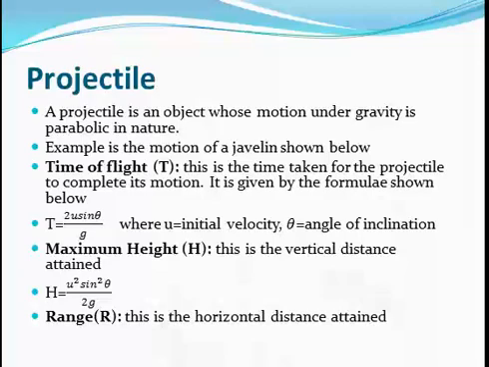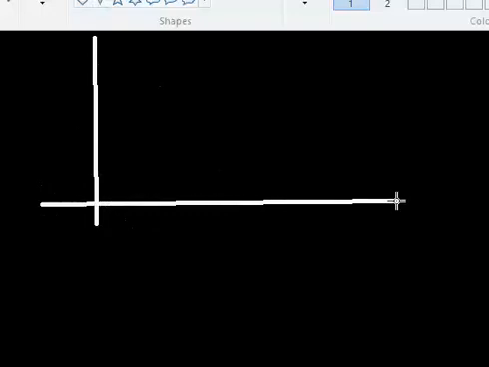So now we are looking at a projectile. What's a projectile? A projectile is an object whose motion under gravity is parabolic in nature. Every projectile exhibits motion under gravity, but such motion is parabolic. The motion of a projectile is neither purely vertical nor purely horizontal, as we considered when we treated linear motion or motion under free fall.